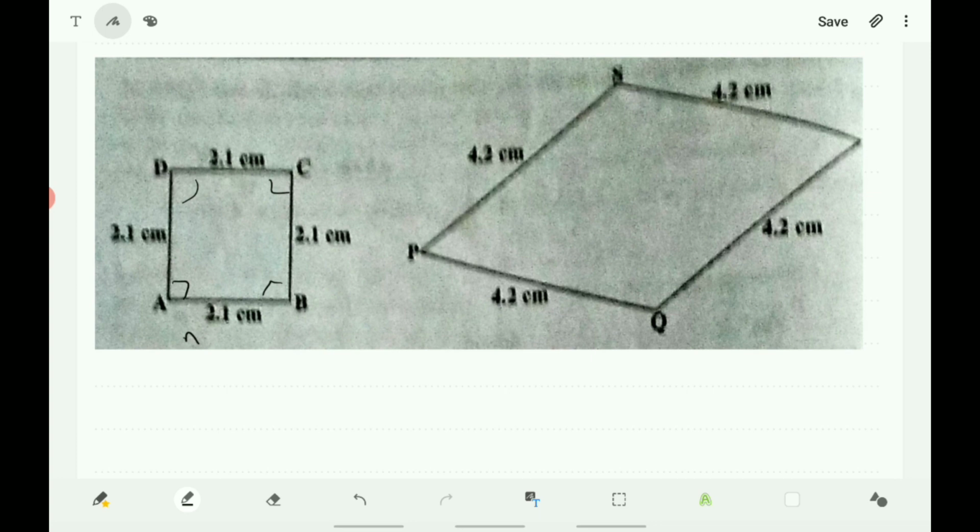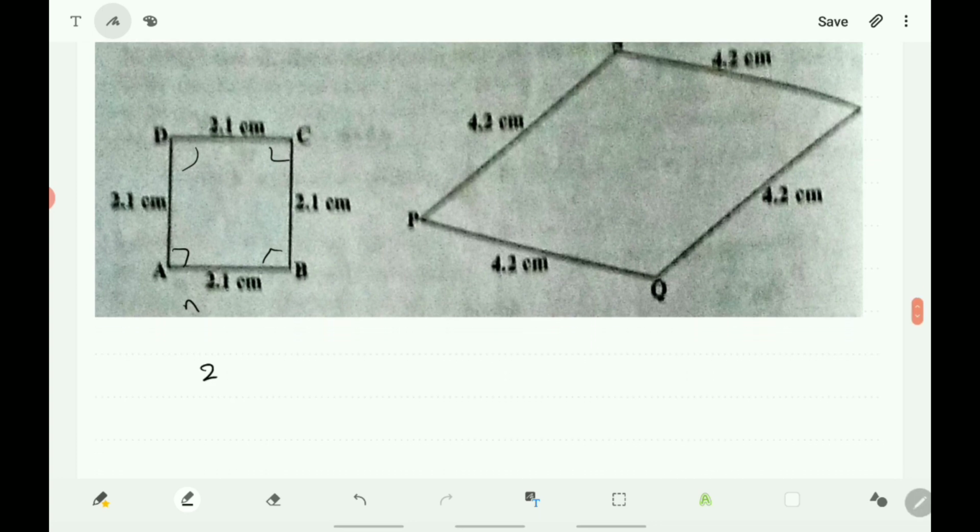The second condition may hold good here, that is 2.1 by 4.2, you will get 1 by 2 in all the cases. Here in the rhombus all the four sides are 4.2 and in the square all the sides are 2.1. The ratio becomes 1 by 2. So the corresponding sides are in proportion, meaning the ratio of the corresponding sides are equal here. But the first condition, the corresponding angles, are not equal. Therefore these two figures are not similar. Even though their corresponding sides are in proportion, they are not similar figures.